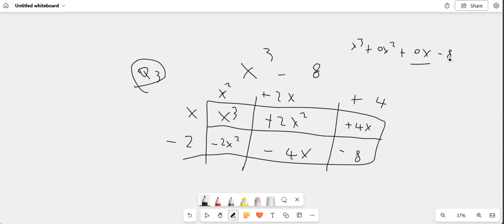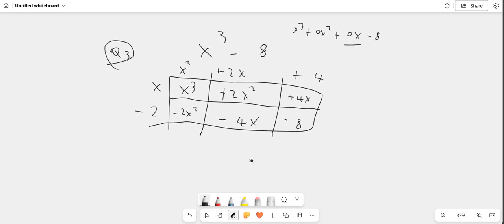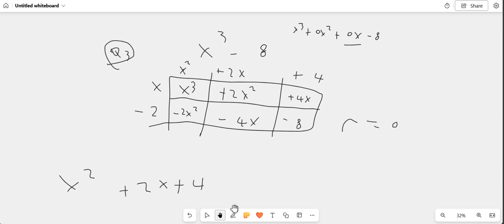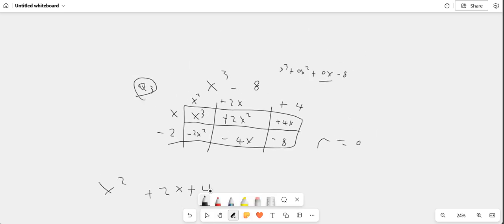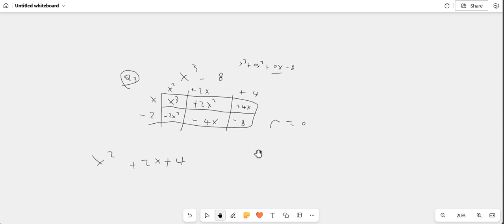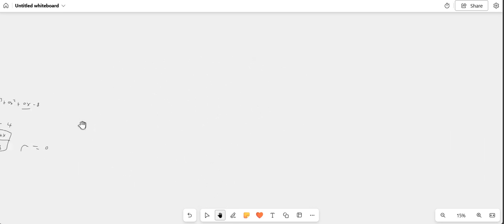So minus 8 minus minus 8 would be minus 8 plus 8, because a double negative makes a positive here. Therefore, there's no remainder, r is equal to 0. So the final answer is just x squared plus 2x plus 4. It's just a polynomial division question. This isn't really repeated factor or whatever you call it. It isn't, no.